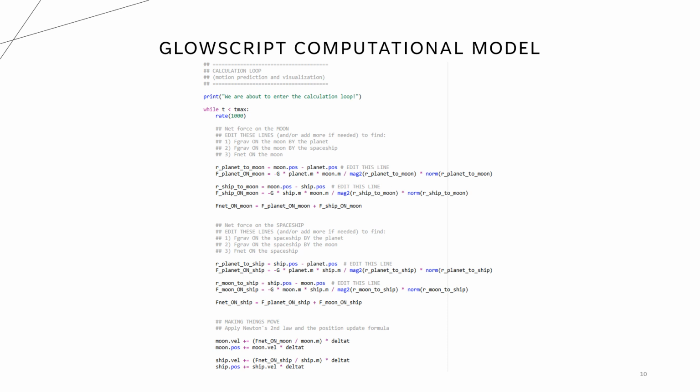And now this is our calculation loop, and as you can see here, we do calculate how the planet is relative to the moon and the ship is relative to the moon. So we calculate the position and the force based off of that position. And then at the bottom we see that we also do the same thing but relative to the ship. So planet to ship and moon to ship, we calculate both the position and forces. And we see that we increment the velocity and position at the very bottom as well.